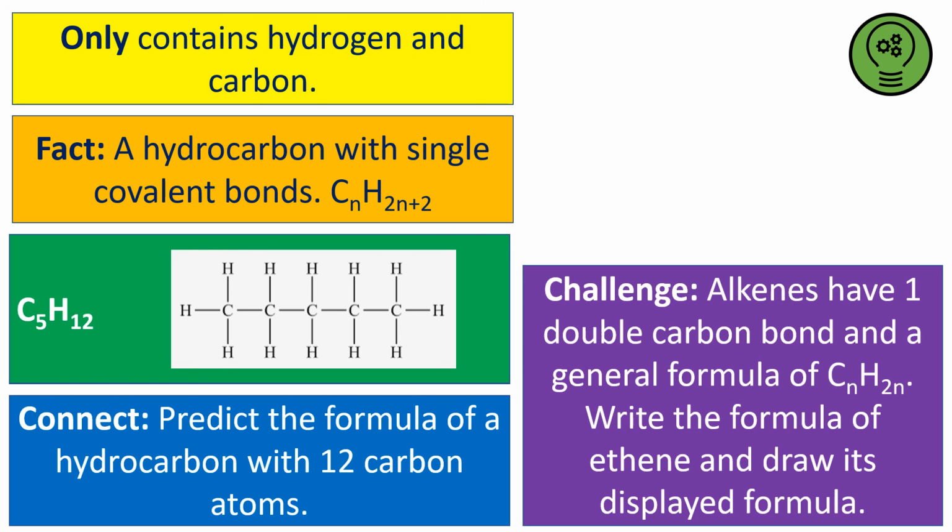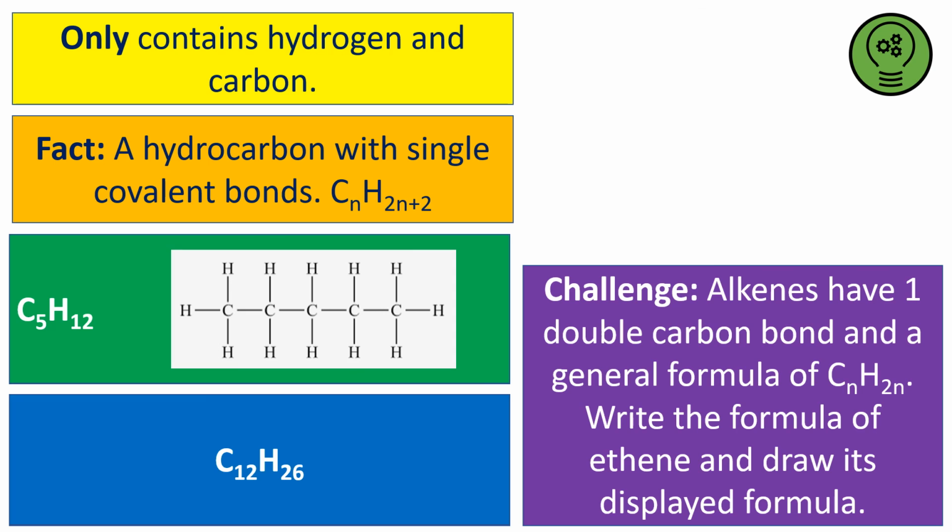Predict the formula of a hydrocarbon with 12 carbon atoms. So again, you're using this general formula. If it's C12, what's the H? Well, I'm doubling it and adding 2. So it's going to be 26. So it'd look like that.